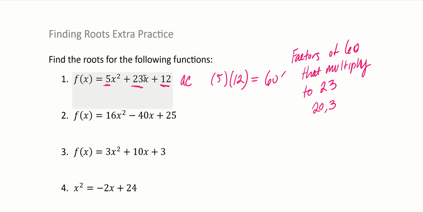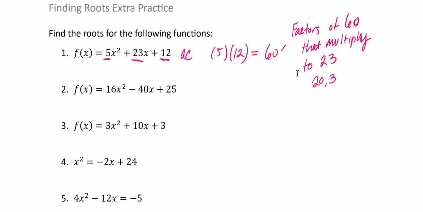So we're going to rewrite this function by splitting up the middle term into these two factors. So I'm going to write 5x squared. Now, looking at this, 20 is going to go with the 5, and 3 is going to go with the 12, and you'll see why in just a second. Plus 20x plus 3x plus 12. So these two things are saying the same thing. We just split up the x term into 20x and 3x instead of writing 23x.